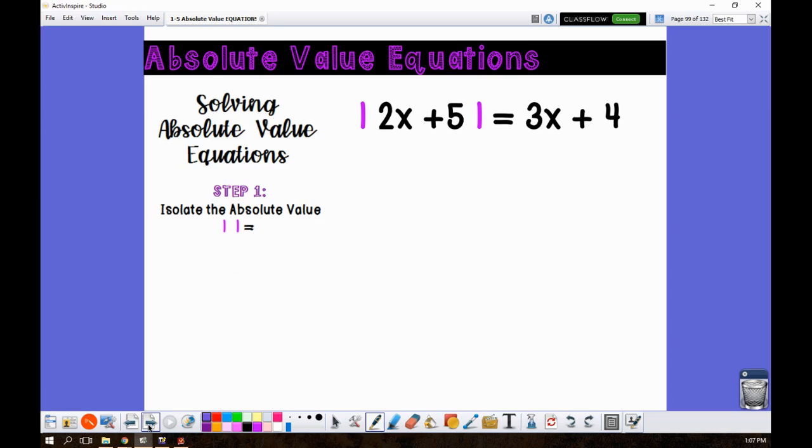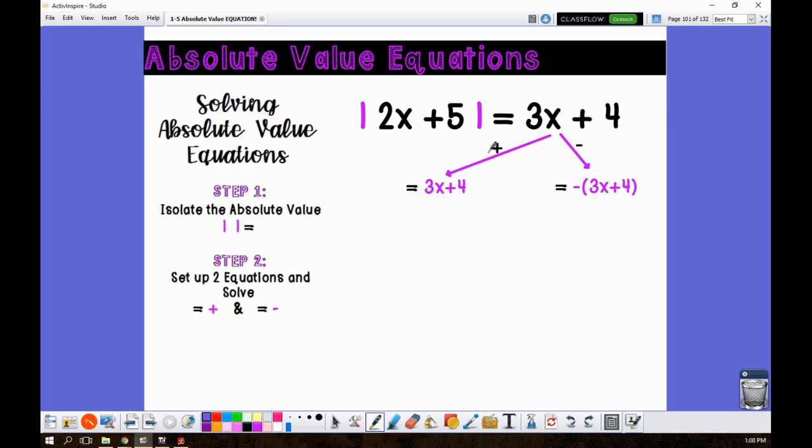We're going to try a harder one now. Okay, this one's a little harder because we have variables on both sides. This is a little bit different of a problem. We still want to isolate the absolute value, but in this problem, I already have the absolute value isolated. There's nothing on the outside of those. So I can just keep on going. Step 2, set up 2 equations and solve. This is where this one gets tricky.